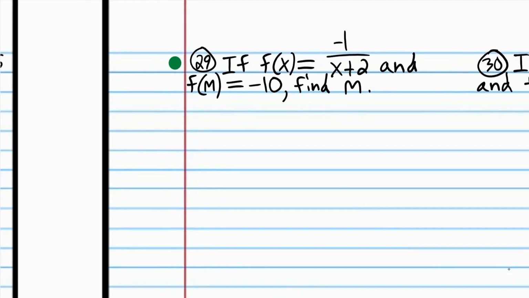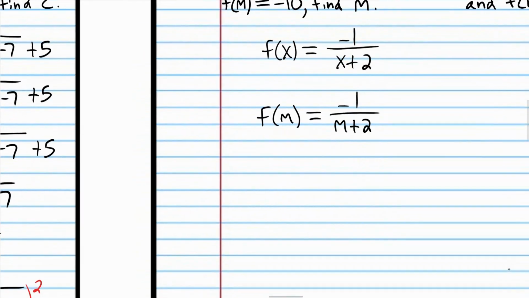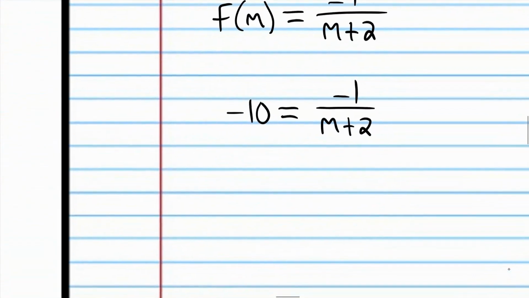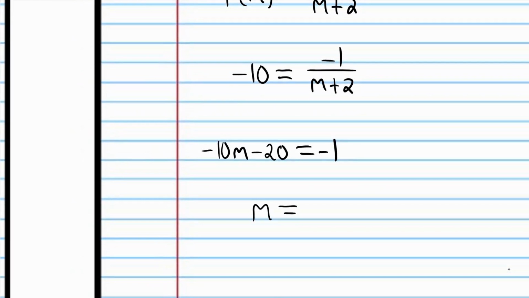Okay, we're back. So we know that f of x is equal to -1 over x plus 2. But if that's true, then f of m is equal to -1 over m plus 2. And we're told that f of m is equal to -10. And now we just have to solve that equation. So I'm going to multiply both sides by m plus 2, and then solve for m. And we get -19 over 10.